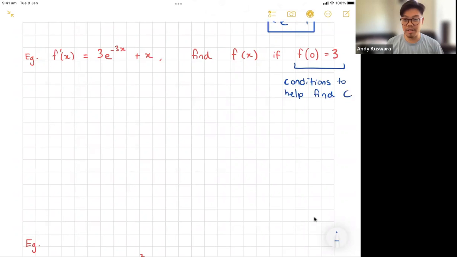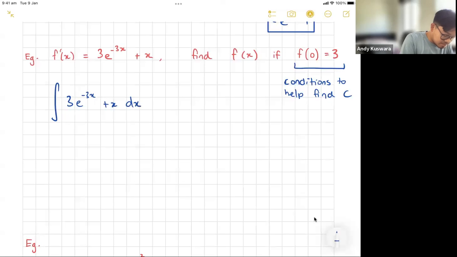Right, because every time you integrate, you get some sort of constant. And so they give you just enough information to solve what C is. So let's do this here. We've got the integration of 3e^(-3x) + x dx. And let's find out what this is.